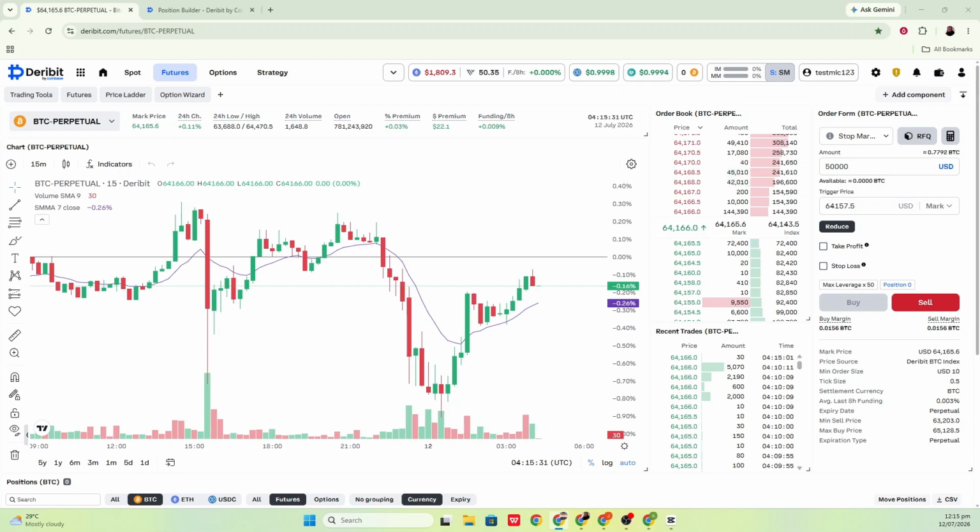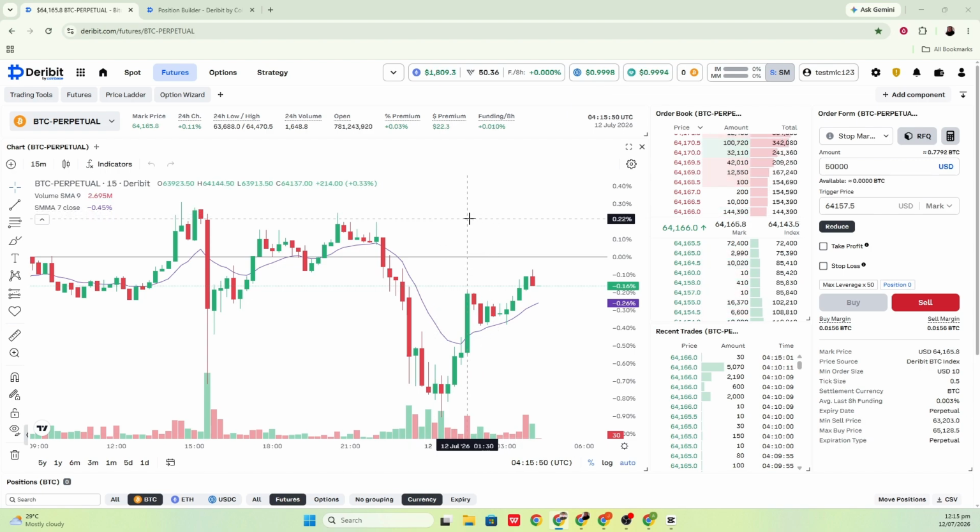In today's video, I will walk you through how to use stop limit orders on Deribit for precise breakout trading. A stop limit order combines a conditional trigger with a specific limit price. Instead of executing at any available price after the trigger is reached, the order will only execute at your chosen limit price or a better price.